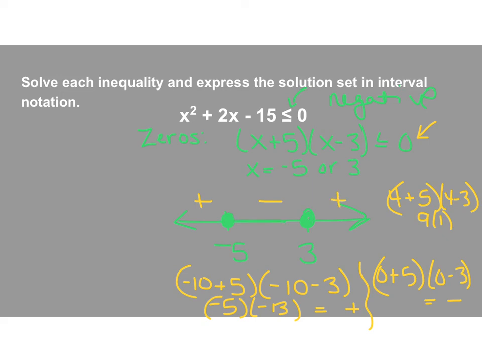I'm interested in where this is negative, is what the inequality says, or is it less than or equal to 0? So my solution set this time is in between. So in interval notation, it would be the solution set from negative 5 to 3, including negative 5 and 3. Again, if you were really good with your last unit, you would know this crosses at negative 5 and positive 3, and the parabola opens upward because the a value is positive. So I know that it's going to drop below the axis between those two values.